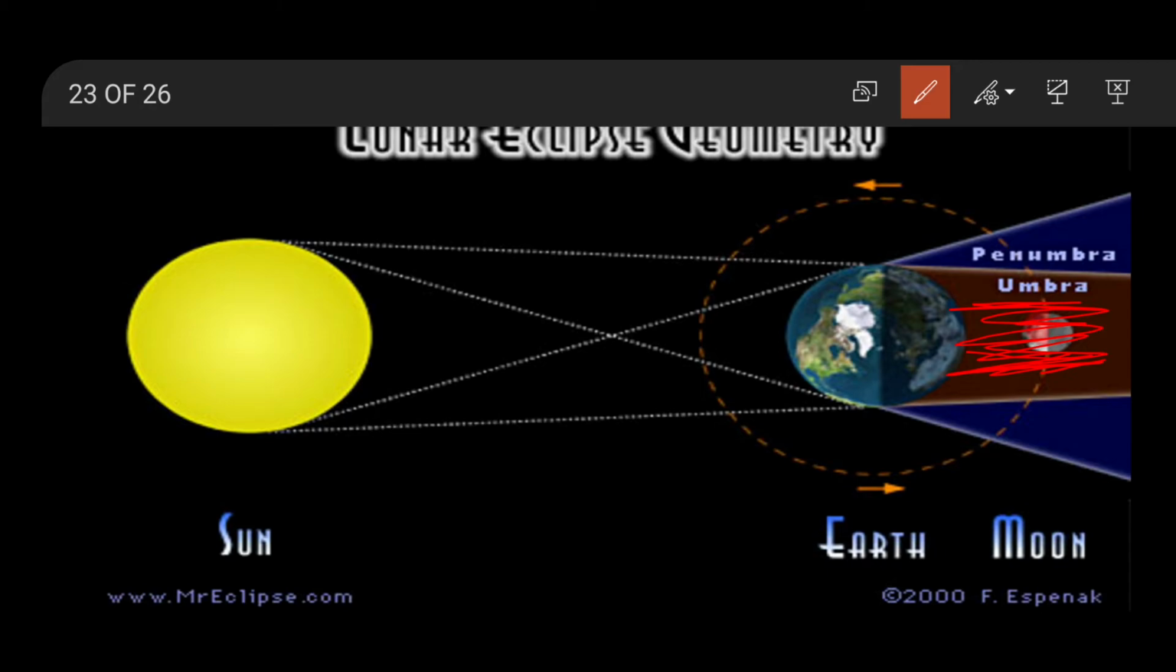And if the moon is here in this penumbral region, which is the lighter shaded portion, we can say that it is not a true shadow of the earth. So in this lighter portion, the partial lunar eclipse takes place.